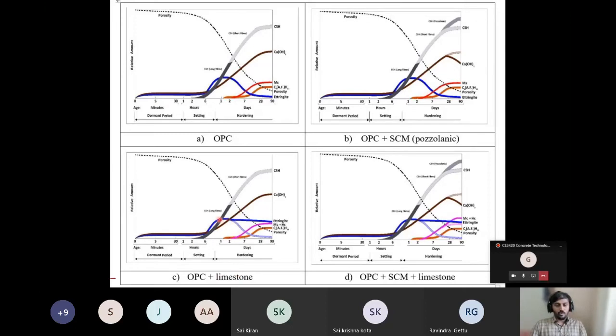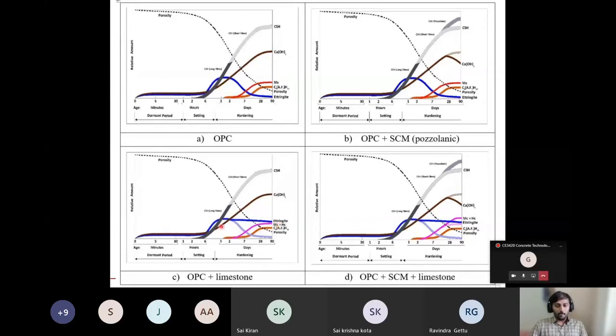the ettringite which is formed initially doesn't come down. Instead, the ettringite will remain stable, right? You don't have the ettringite coming down, because when you have limestone, the ettringite is prevented from converting to monosulfate. Instead, you start forming some hydrated phases, which I'll explain. These are called carboaluminate phases, formed by reaction of limestone with the clinker phases, right?